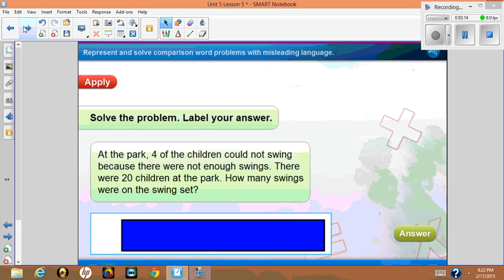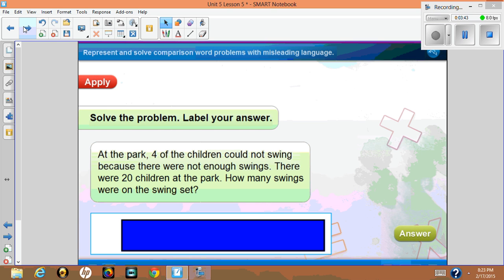Let's look at another problem. Solve the problem, label your answer. At the park, 4 of the children could not swing because there were not enough swings. There were 20 children at the park. How many swings were on the swing set? Let's change the language. First of all, remember the question is how many swings were on the swing set. There are 20 children at the park. 4 children could not swing. How many swings were there?